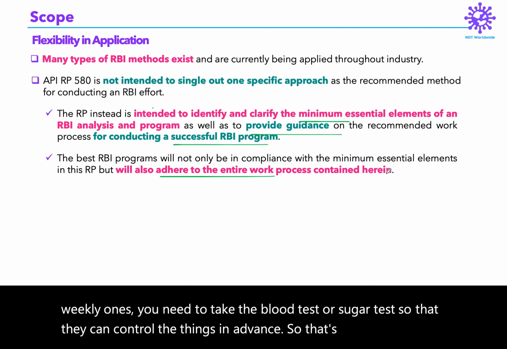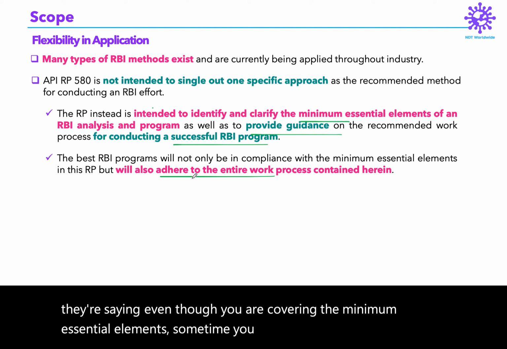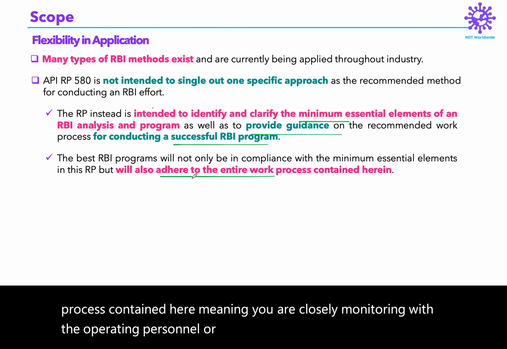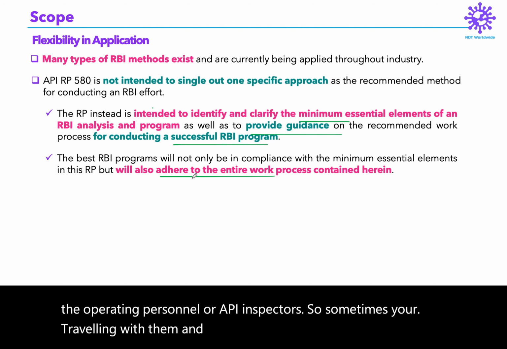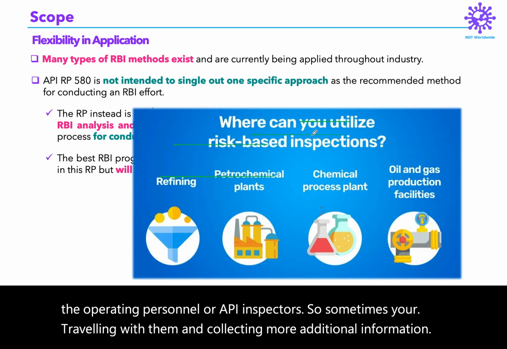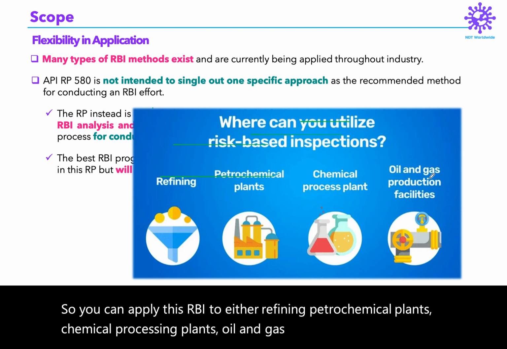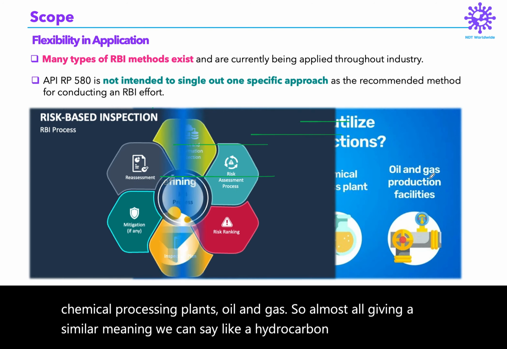So that's what they're saying here: even though you are covering the minimum essential elements, sometimes you can adhere to the entire work process content, meaning you are closely monitoring with the operating personnel or API inspectors. Sometimes you are closely traveling with them and collecting more additional information. So you can apply this RBI to refining, petrochemical plants, chemical processing plants, oil and gas. It's almost a similar meaning; we can say hydrocarbon and chemical industries.